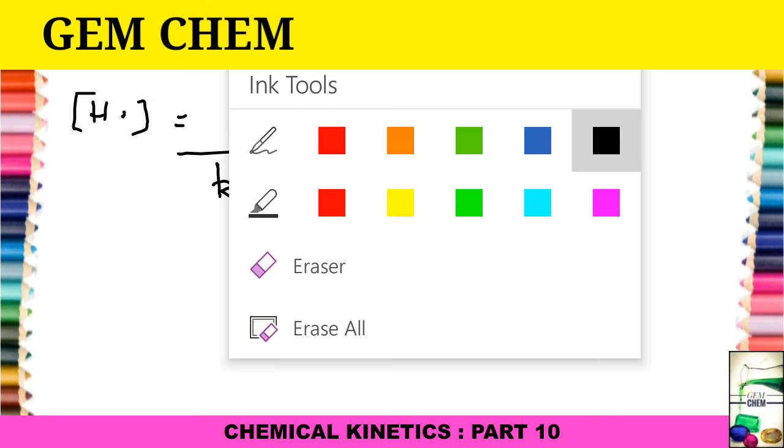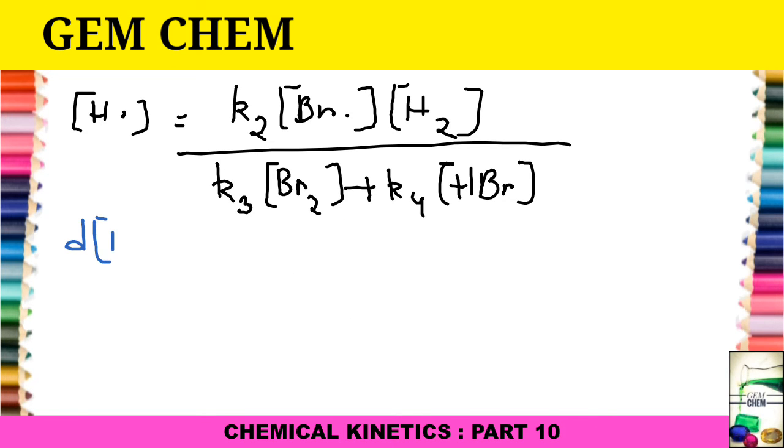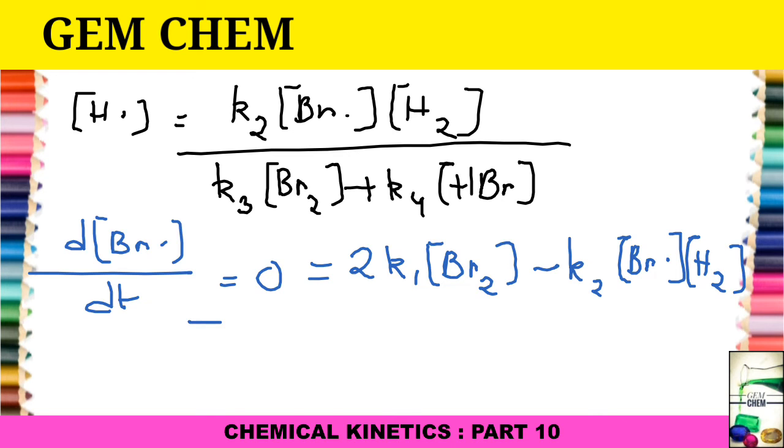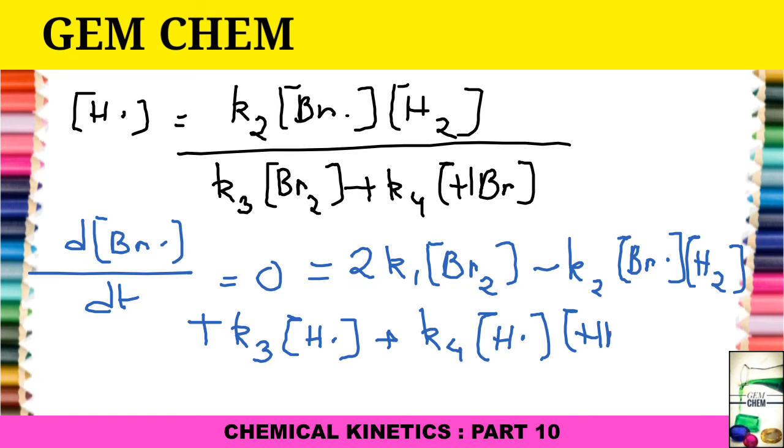Now we need to find out for the next intermediate, that is d[Br dot]/dt, which is also equal to 0, and it equals 2K1 Br2 minus K2 Br dot hydrogen gas plus K3 hydrogen dot Br2 plus K4 hydrogen dot HBr minus 2K5 Br dot squared.